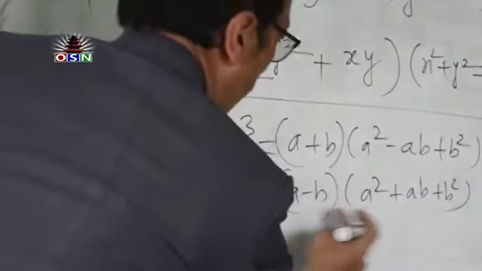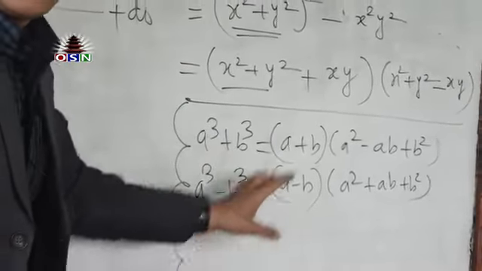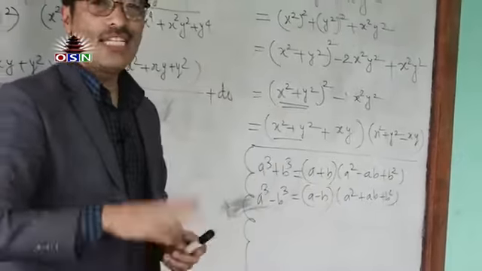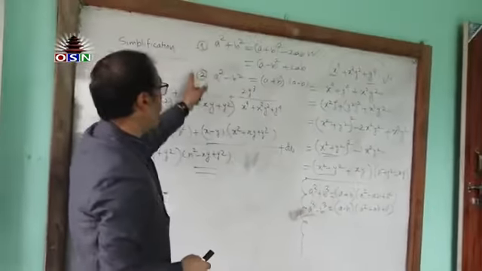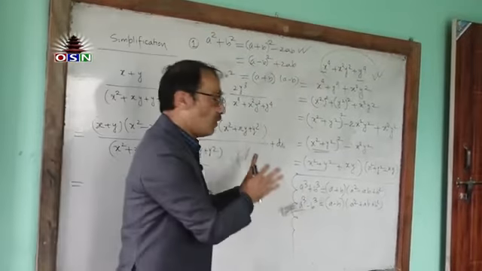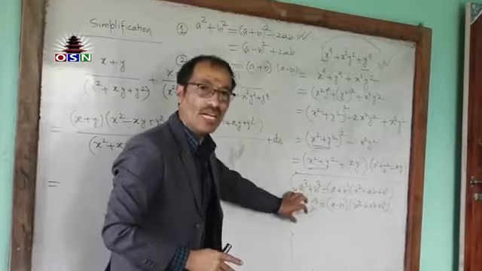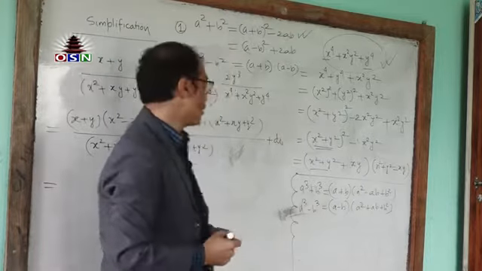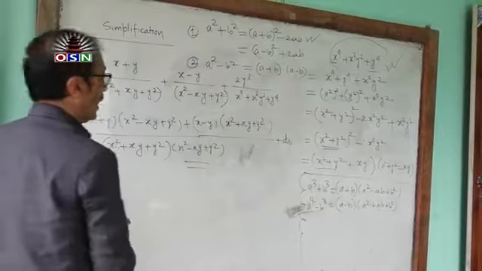That means the product of these two factors will be a cube minus b cube. Here, once again, I suggest you remember these 4 formulas we are going to use here. So you must remember these formulas. This is a very important formula for your algebra. So once again, I would like to remind you of the formulas that I have quoted here.